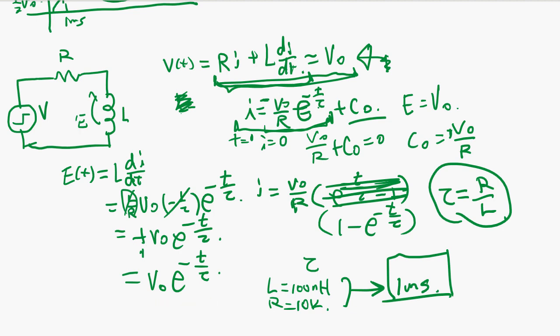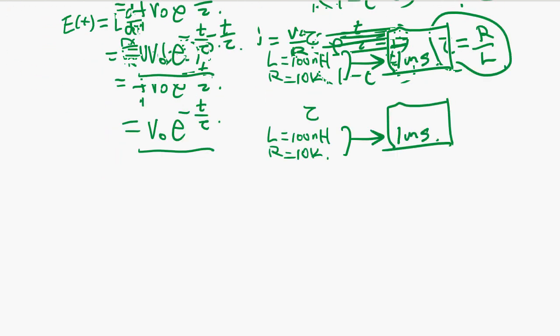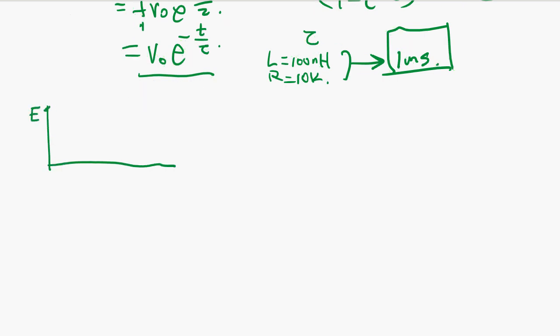So what happened is the voltage across the inductance is going to be this way, and go up and come down and go up. Okay, so this is the time.